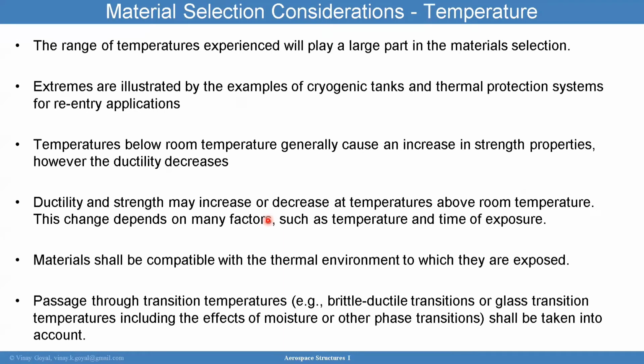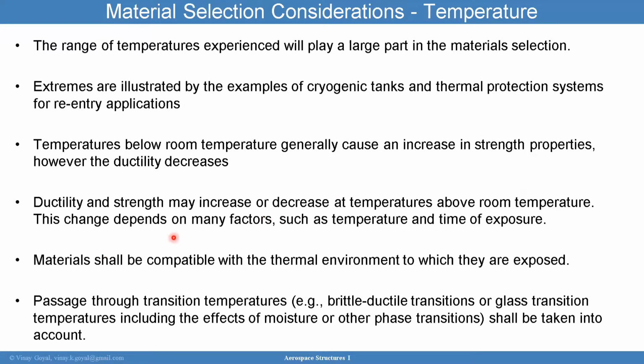So when it comes to temperature, the range of temperatures experienced will play a large part in the material selection, and that's obvious. Extremes are illustrated by the examples of cryogenic tanks and thermal protection systems. If you look at those systems, they will very clearly use very specific materials to be able to tackle these re-entry loading conditions. Temperature below room temperature generally will cause an increase in strength properties, particularly in metals, but that will cause a reduction in ductility, which can be an issue. And you may want to retain ductility. For those cases, you may want to then figure out what to do there.